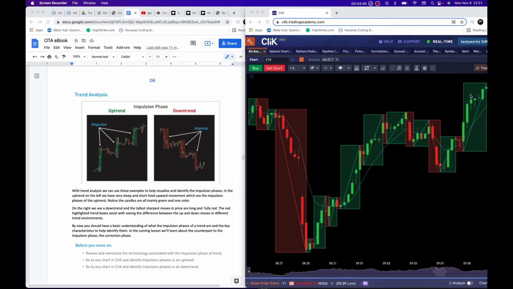So what you want to do is memorize the terminology associated with the impulsion phases of a trend. Go ahead and pull up your own chart on your own preferred trading platform, and practice identifying impulsion phases in an uptrend and practice identifying impulsion phases in a downtrend.